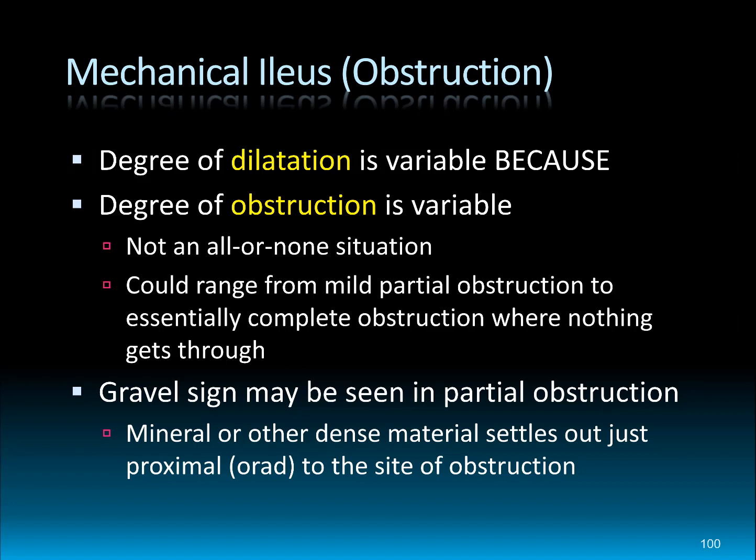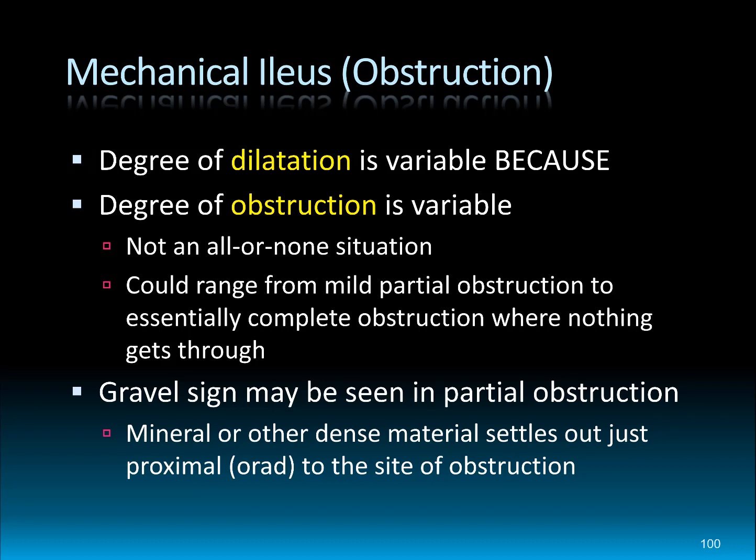How much distension you see of the intestine is going to vary patient by patient because the amount of obstruction is going to vary patient by patient. Most cases are not purely 100% obstructive. Often a little bit of material, fluid, gas can get past an obstruction. It's not yes or no, it's not all or none. So you can have a partial obstruction all the way to basically a complete obstruction.